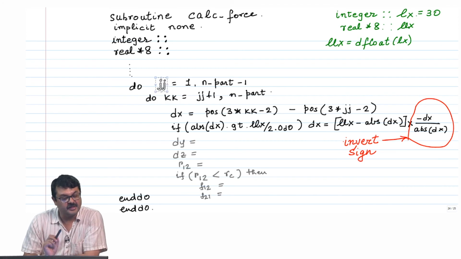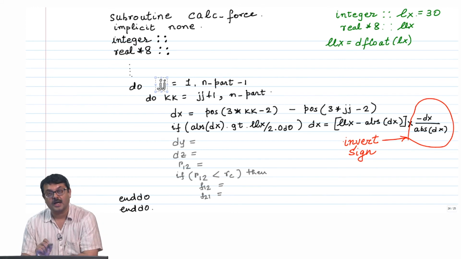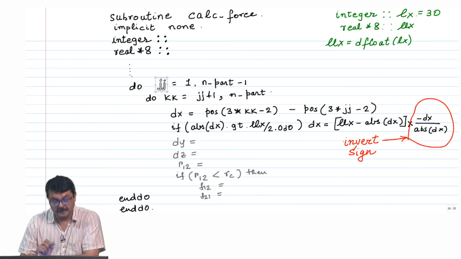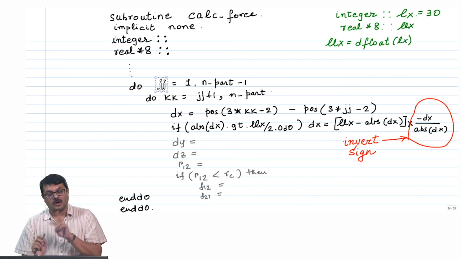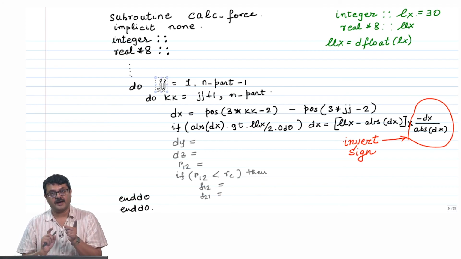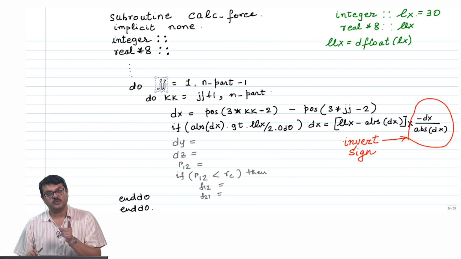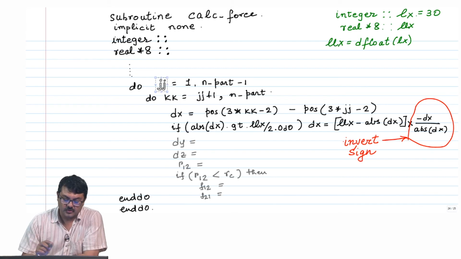So, jj is some dummy loop integer variable, do jj equal to 1 to n part minus 1. Why n part minus 1? Because you want to count every pair of particles only once, right. So, 1 will interact with 2, 3, 4, 5, 6, 7, 8, so on so forth. Similarly, 2 will interact with 3, 4, 5, 6, 7, 8, 9, 10. 4 will interact with 5, 6, 7, 8 and so on so forth.